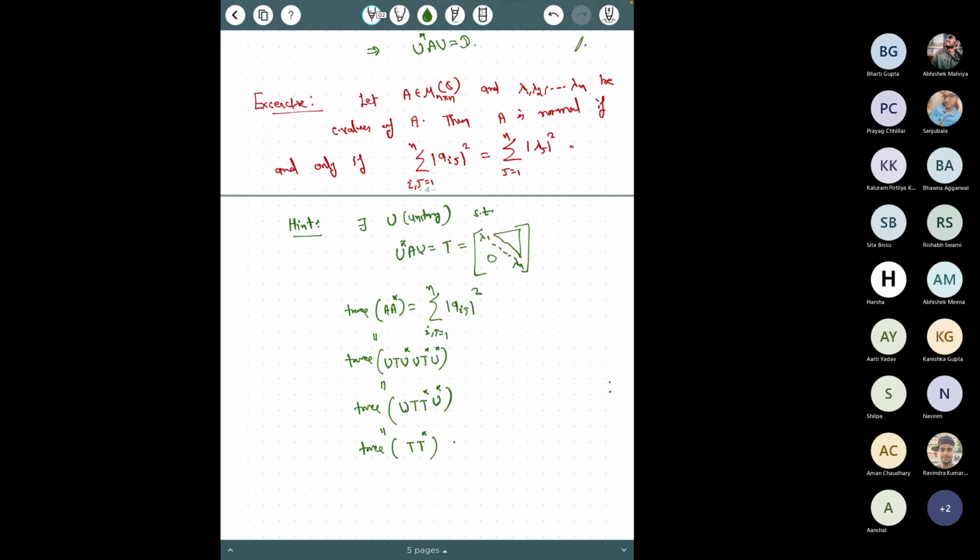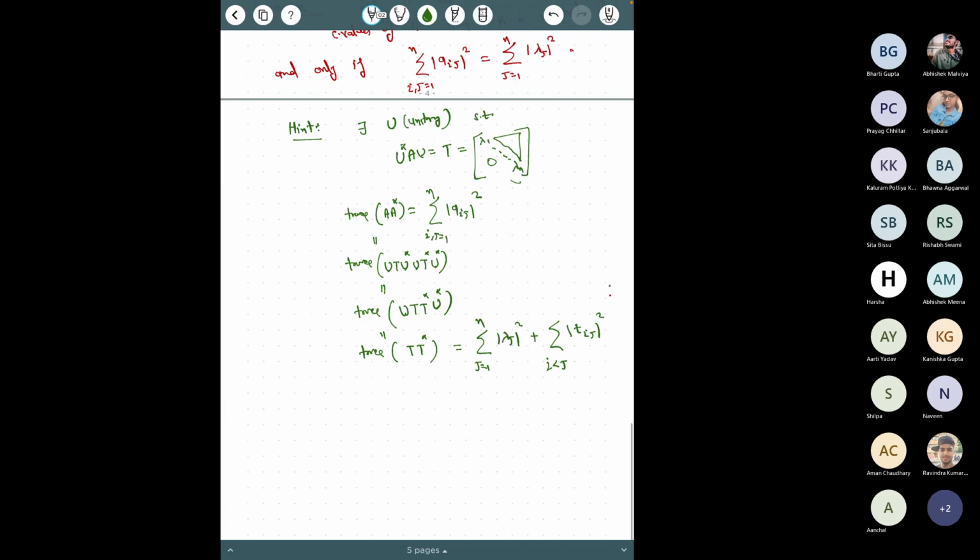But what is the trace of TT star? If you assume that entries of T are denoted by Tij, then the trace of TT star is equal to the sum of mod lambda j square, that means the diagonal entries, plus the off diagonal entries, the summation over i less than j of mod Tij square.